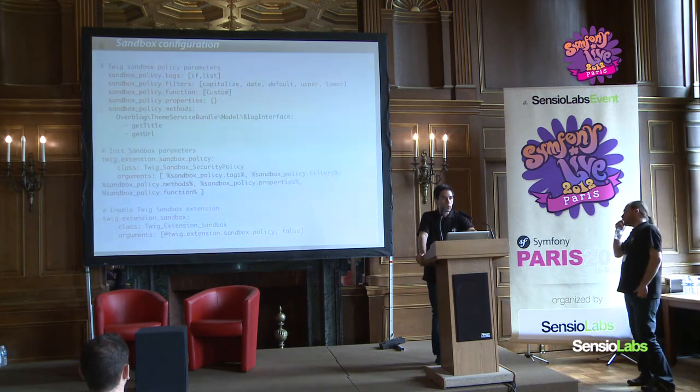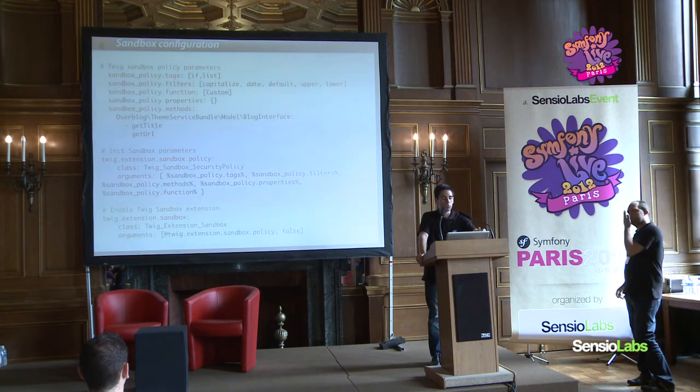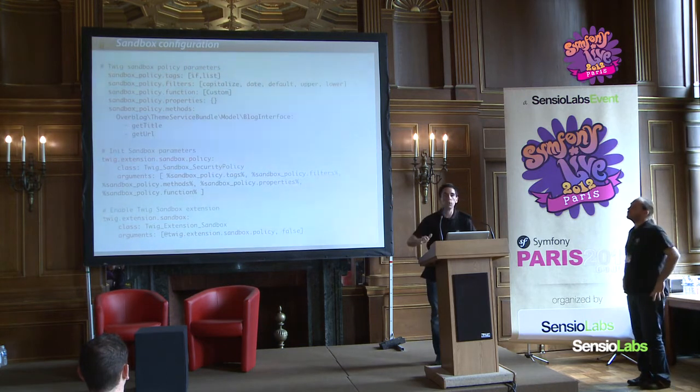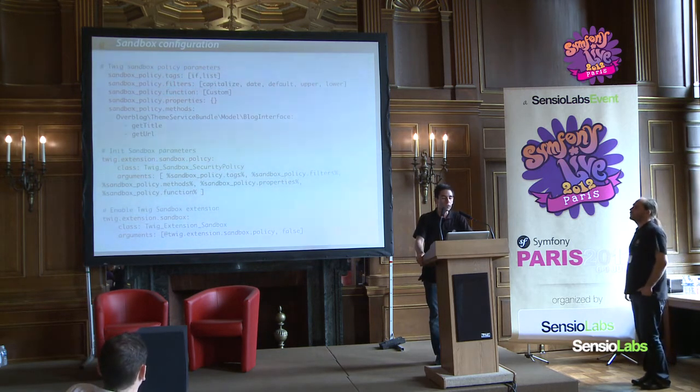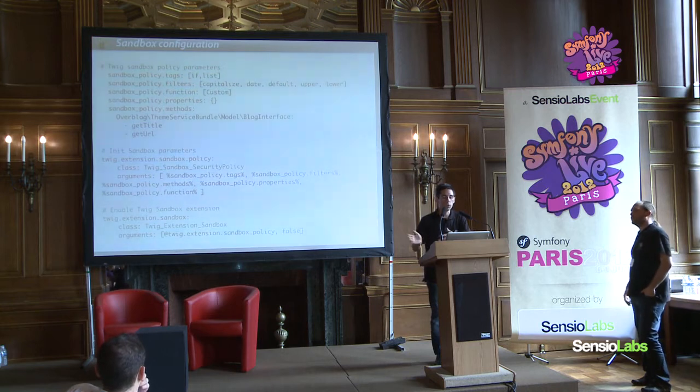What configuration did we choose for the sandbox? First, we defined the various functionalities that we authorized. For example, among the tags, we authorize only if, else and for: they can only have if, else, and for, and with that they can already loop and make iterations. They have filters as well.